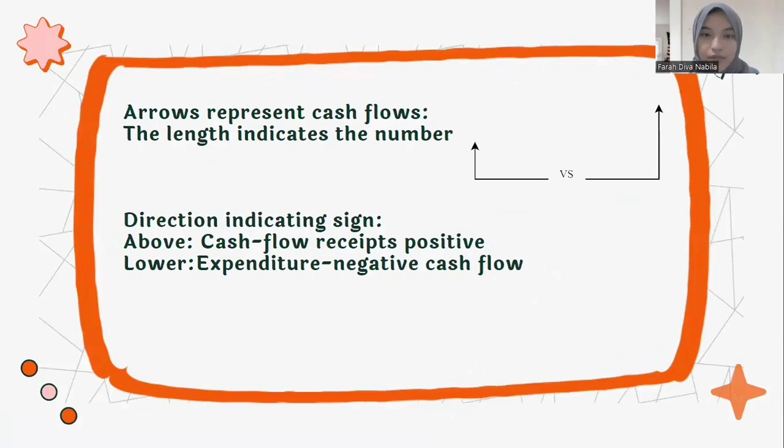Next is arrows represent cash flows, and the length indicates the number. So if the number is greater, then the arrow will be longer. And next is direction indicating sign. So they have two directions. First is above. Above is cash inflow, positive. And second direction is lower. Lower is expenditure, negative cash flow.